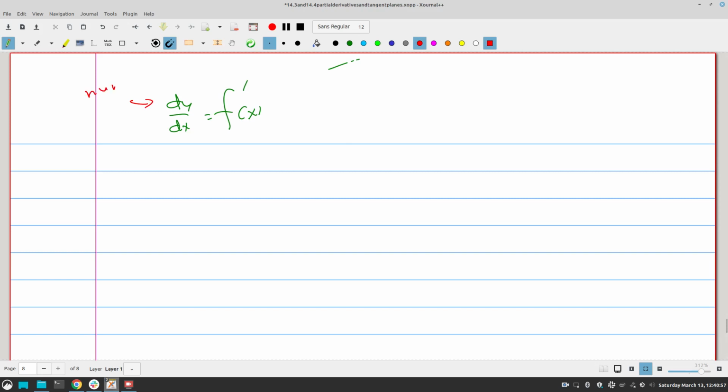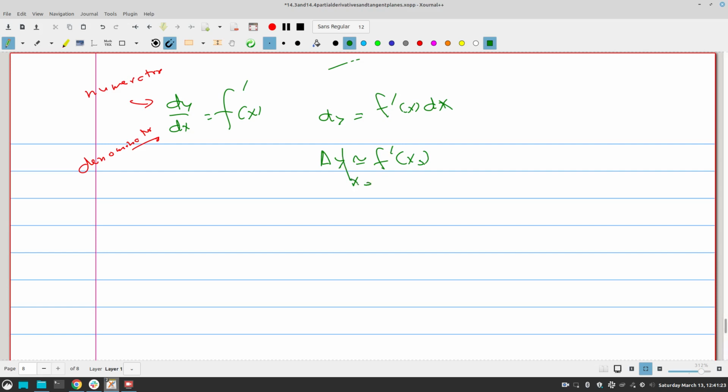Numerator, and this is a denominator. And you could write things like dy equals f prime of x dx, and you could approximate the change in y as f prime, let's say at any point x0, f prime of x0 times dx. That's times the change in x. You could do things like this, right?